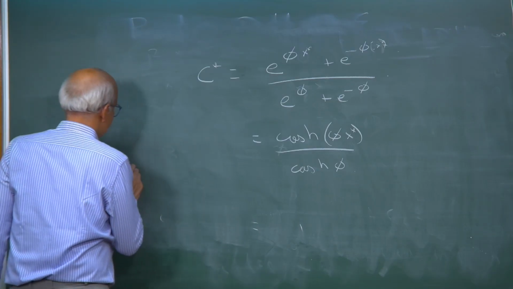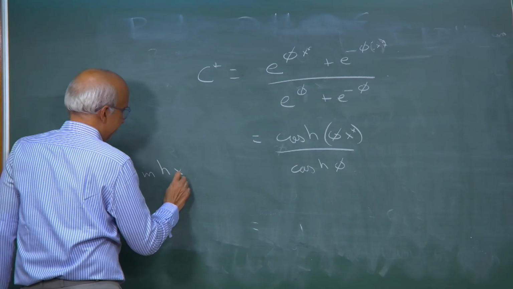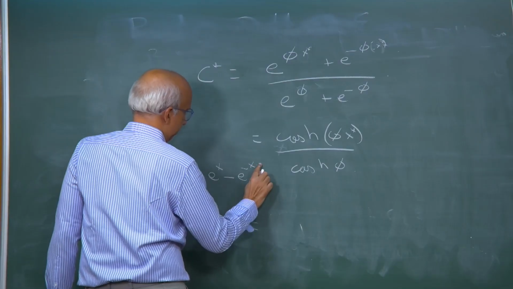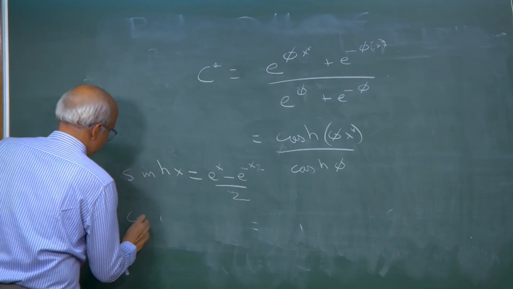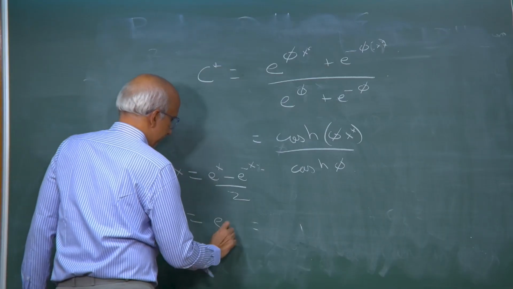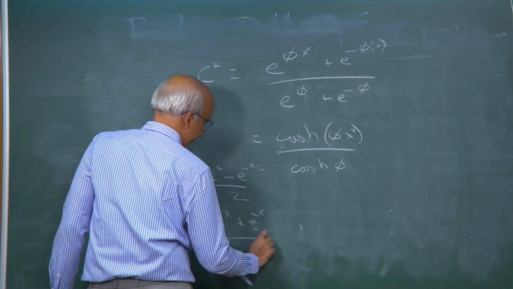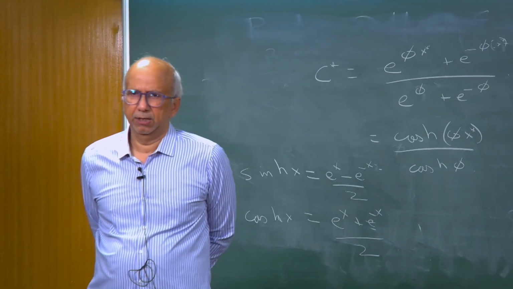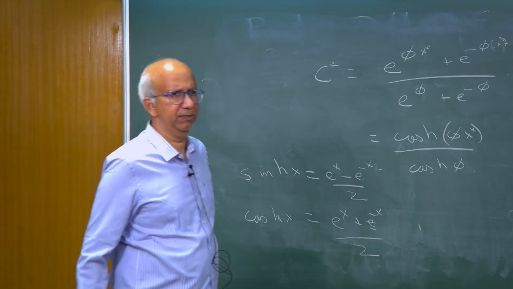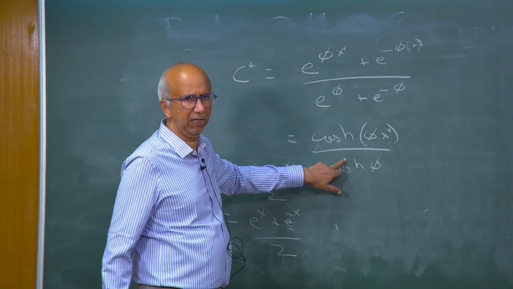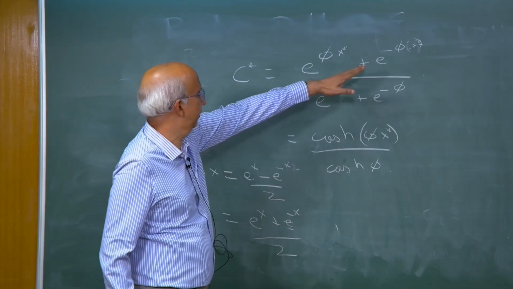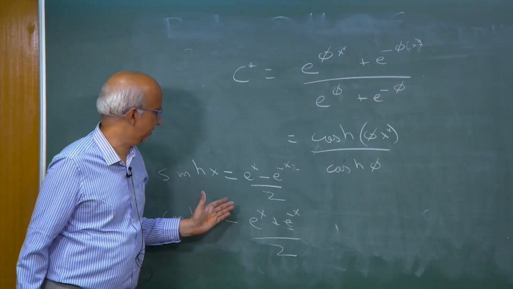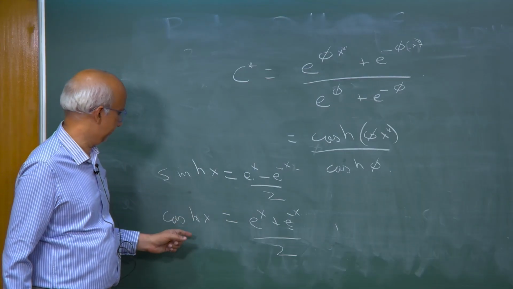Sin hyperbolic x is defined as e power x minus e power minus x divided by 2, and cos hyperbolic x is defined as e power x plus e power minus x divided by 2. So, this is how the hyperbolic functions are defined. I have made the shift from exponential functions to hyperbolic functions. Divide this by 2, divide that by 2, you get cos hyperbolic phi x.